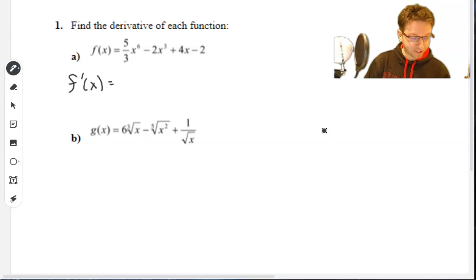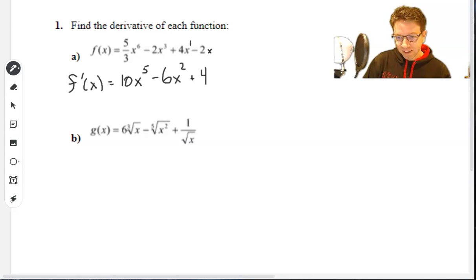So 6 times 5 is 30, divided by 3 is 10, x, and then subtract 1 from the exponent, 5. Same over here. Multiply the 3 in front, so 3 times 2 is 6, and subtract 1 from the exponent. Same here, you can imagine that's exponent 1. 4 times 1 is 4. Subtract 1 from the exponent, and you get x to the power of 0, which is just 1. And you can imagine this one to be x to the 0. Right? Multiply by 0, and that's it.